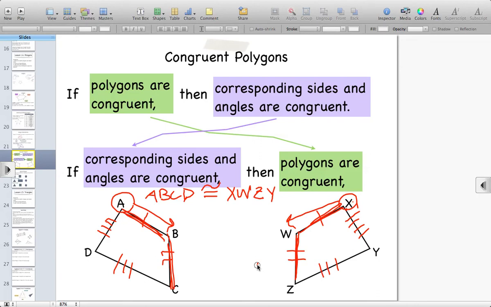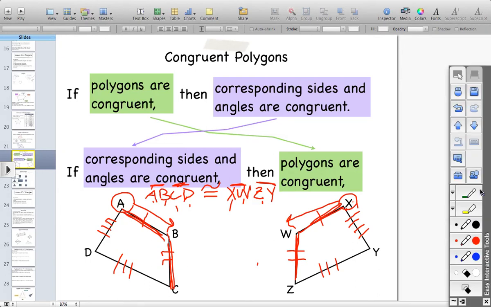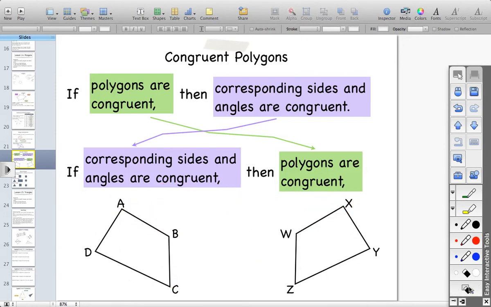And that way when I make that congruent, I know looking at this that A is congruent to X, B is congruent to W, C is congruent to Z, and D is congruent to Y as far as the angles are concerned. I know that AB is congruent to XW. I know that CD is congruent to ZY. I can just start mixing and matching those points, knowing which ones are congruent to each other. All right? Let's move on.